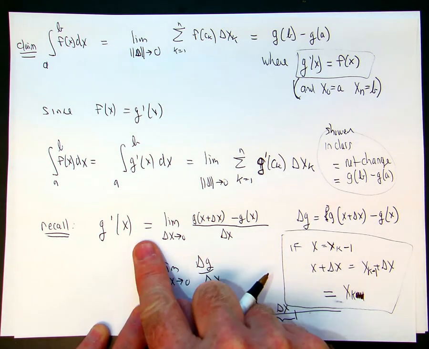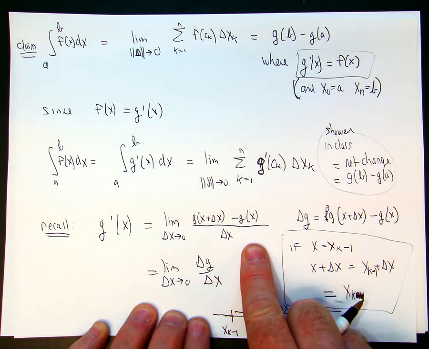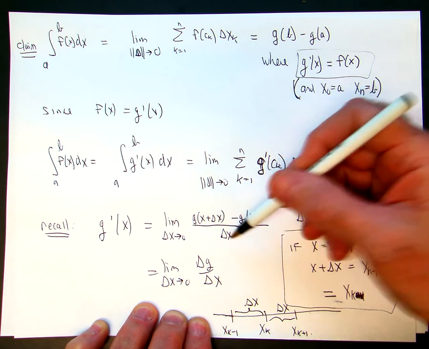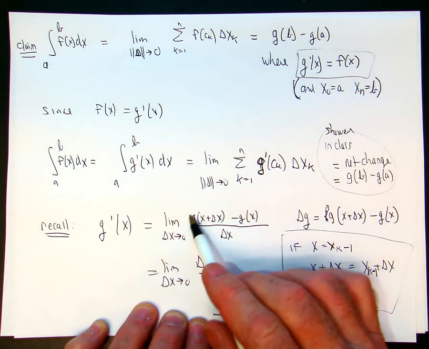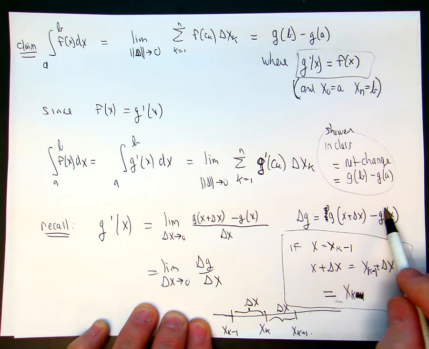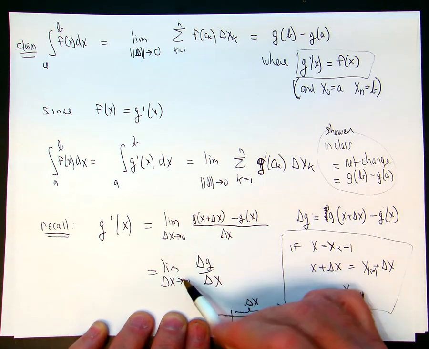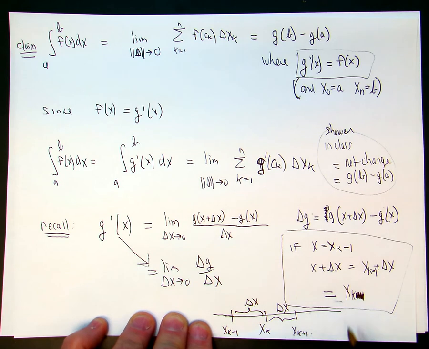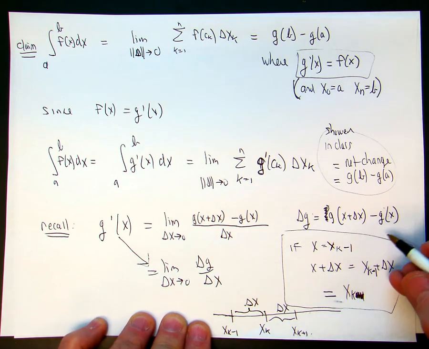G prime of x is equal to this. This is our definition, g of x plus delta x minus g of x. So we identified this as delta g. Sorry for the cross out. And by identifying that as delta g, we can write the derivative like this. And that was very useful. So, but I want to do something a little bit different.